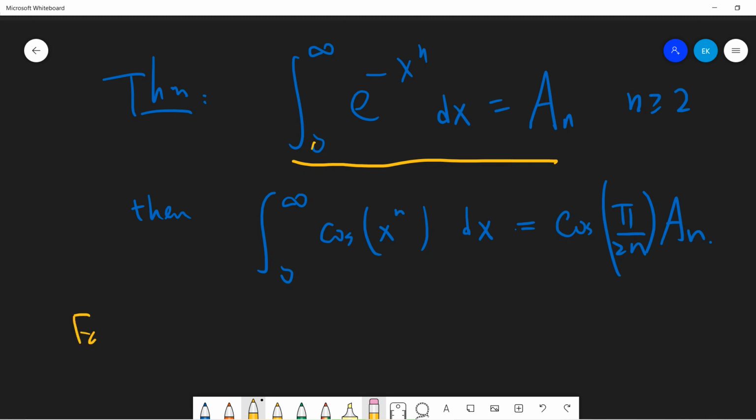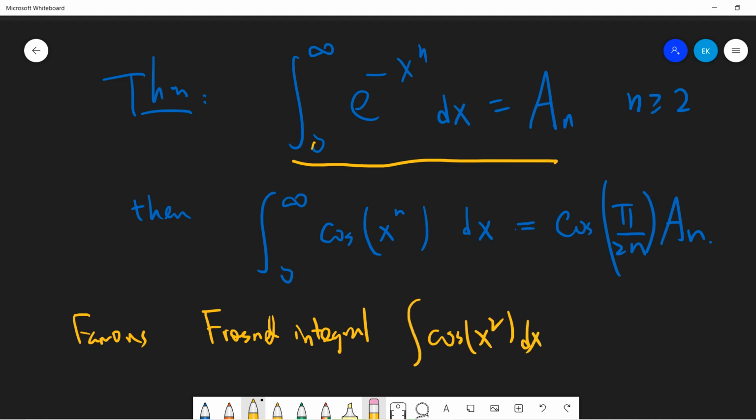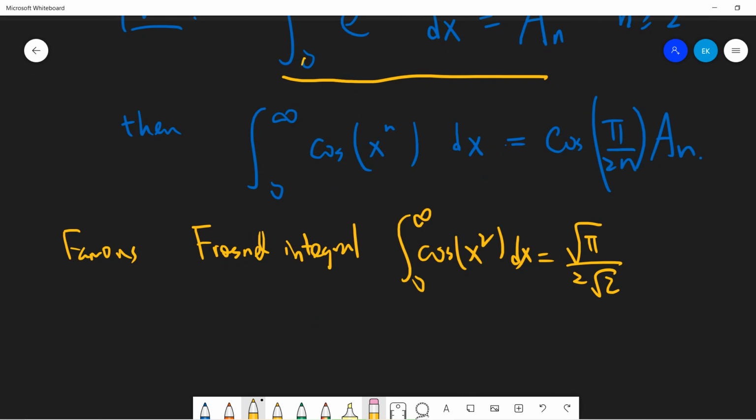Okay, so the famous example is the so-called Fresnel integral, which is the famous integral of cosine x squared dx from 0 to infinity, which will equal, let's say, this. I think this one, right? Okay. So this can be proved by complex analysis, and you can follow my previous video. I will post a link below. So you can directly compute this by complex analysis.